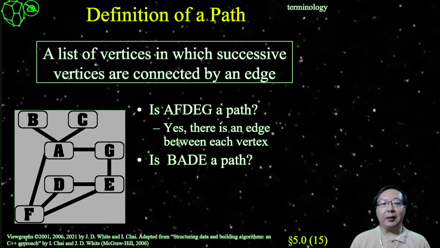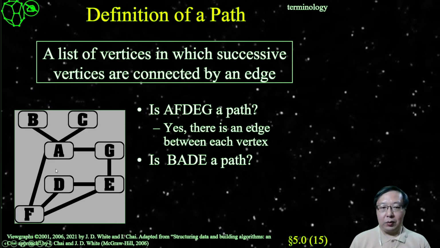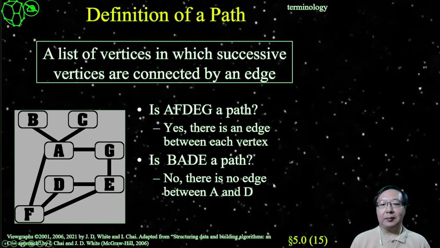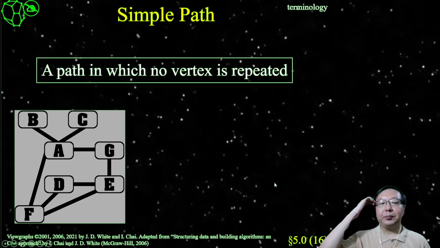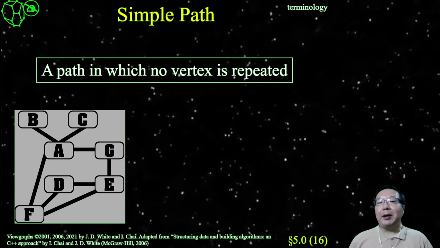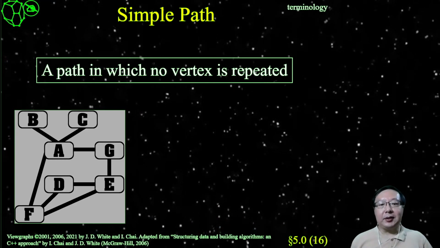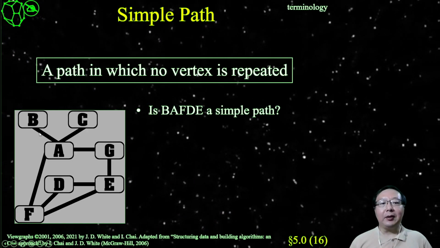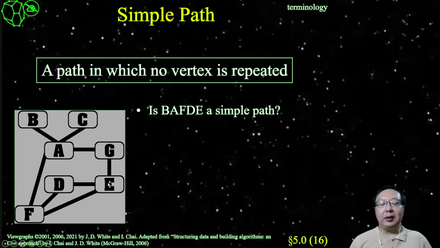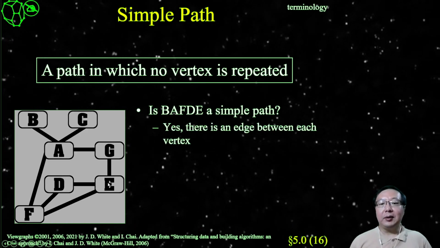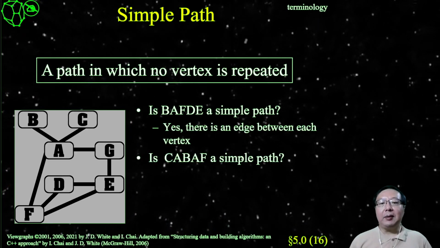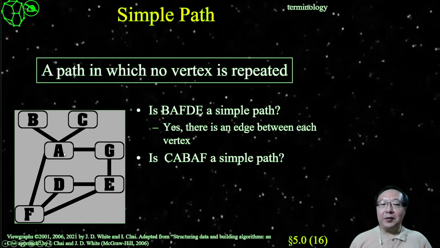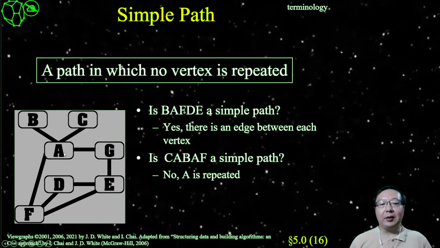Is B, A, D, E a path? B, A, no. There's no direct link from A to D. So it is not a path. A simple path is a path where you never repeat the same vertex. So is B, A, F, D, E a simple path? B, A, F, D, E. Well, we never repeat a vertex, so yes. Is C, A, B, A, F a simple path? C, A, B, A, F. Well, you notice that we visited A twice, so it is not a simple path because of the repeat of A.